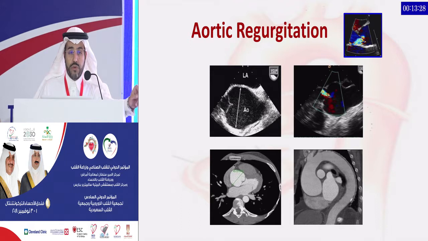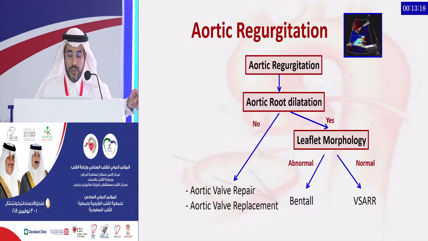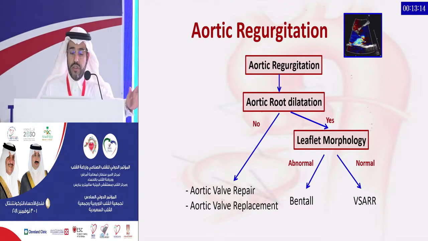And this is one of the important steps, because if you have an aortic root that is normal in size or slightly dilated with severe aortic regurg, then you will know that there is something else other than the aortic aneurysm that is causing the aortic regurg. So we start with the aortic regurg, and then we confirm if there is aortic root dilatation or not. If there is no aortic root dilatation, it means that there is another problem. There's either leaflet problem or annular problem. So that patient will need aortic valve repair or aortic valve replacement.